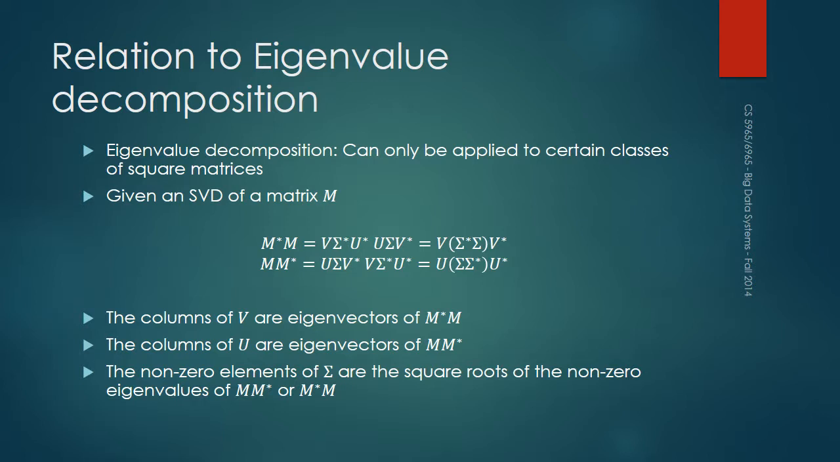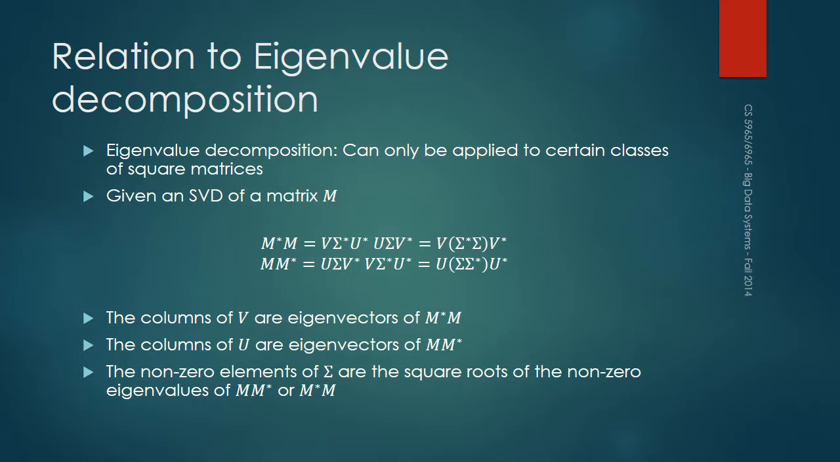Now when you look at these expansions, you can compare it to a standard eigenvalue decomposition: the columns of V, if you look at this, are eigenvectors of M conjugate M, whereas the columns of U are the eigenvectors of M M conjugate, right? And it is important to realize that the non-zero elements of sigma out here are the square roots of the non-zero eigenvalues of M M transpose or M star M, right?